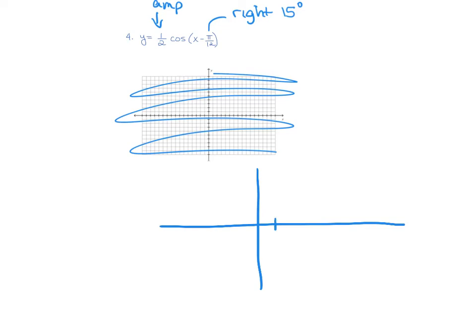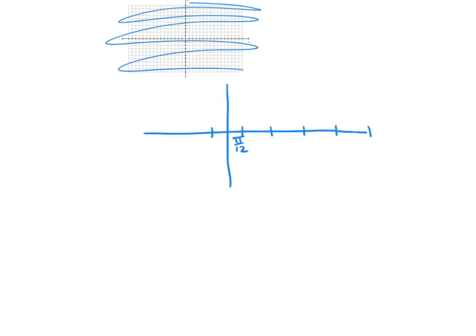So my first point is going to be the pi over 12, which is 15 degrees. And then from there, I need to calculate 4 more points 90 degrees apart. So I'm going to add pi over 2. So let's get these next 4 points that are beyond pi over 12 to the right of it. So I'm going to add 90 degrees. It's always 90 degrees apart.